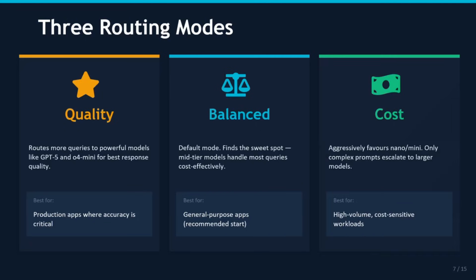And finally, we have the cost mode, which aggressively routes to Nano and Mini. Only complex prompts get escalated, and it's perfect for high volume chatbots and customer support. So my advice is to start with balance, measure it for 2 weeks, and then decide where to go from that.